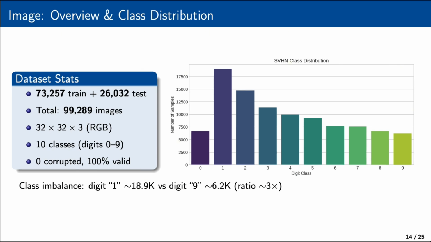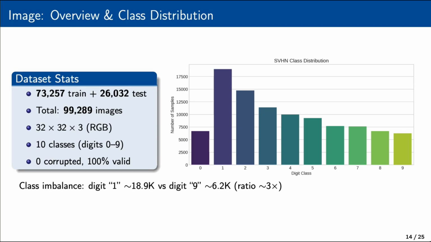For the image modality, we use SVHN, Street View House Numbers, a real-world digit recognition dataset. It has 73,000 training images and 96,000 test images, totaling 99,000 images. All images are 32 by 32 pixels in RGB format across 10 digit classes from 0 to 9. The dataset has 0 corrupted images and 100% data completeness, which is excellent.